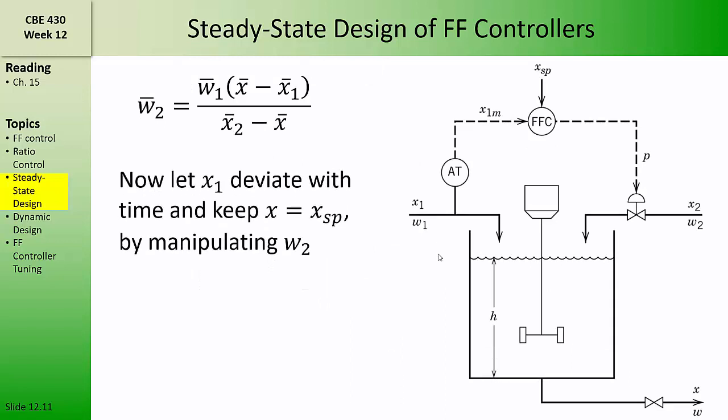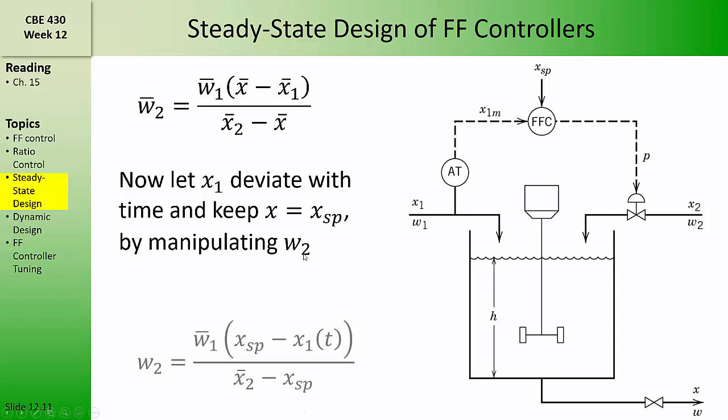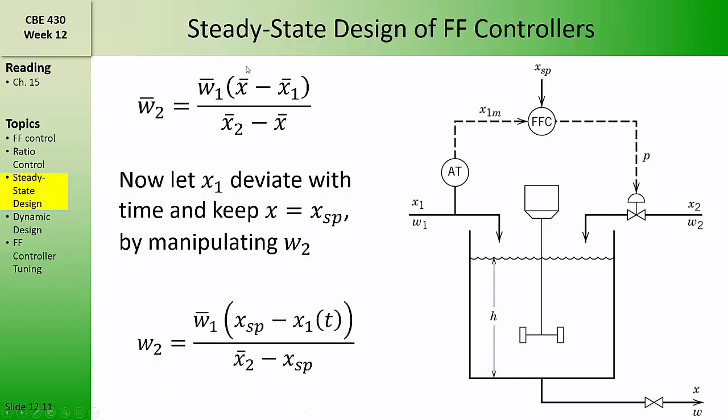This equation tells us what W2 should be. Now if we let X1 deviate with time, and we want to keep X at its set point, which we'll call XSP, we can do so by manipulating W2, and this equation tells us exactly how. We simply substitute X bar for the set point XSP, and we substitute X1 bar with its time varying value. Now if we know how X1 is changing with time, we know exactly how W2 should also be changed with time. And this is a control law for the feed-forward controller based on steady-state considerations.